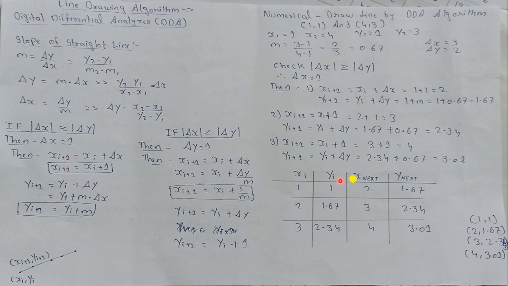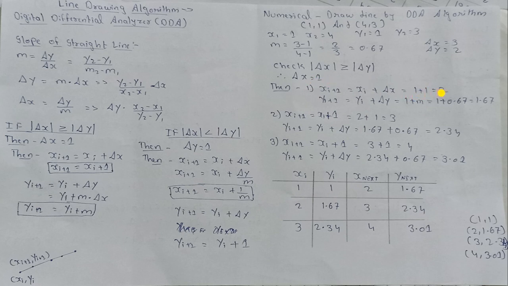Okay, see here, we have to find out this formula. So what this formula says, this formula only I have put it here: xi plus 1 equal to xi plus delta x. So what is xi here? 1. So 1 I have put it here. What is delta x here? Delta x equal to 1. So 1 I have put it here.